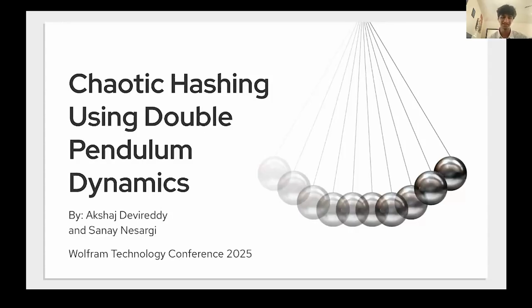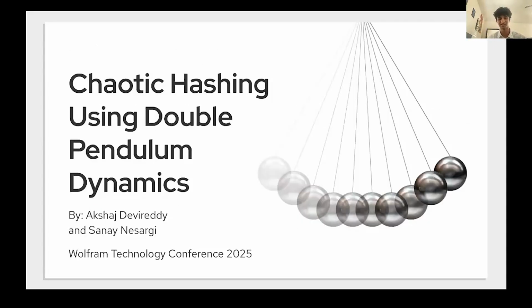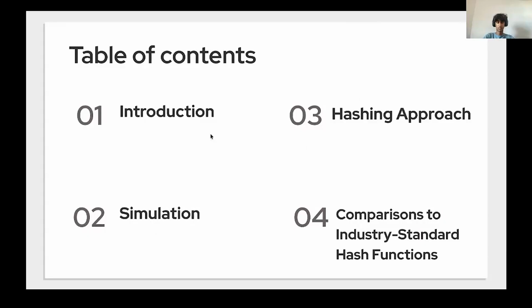So this was Altrajanar's project. It's on chaotic hashing using double pendulum dynamics. The key idea of this project was whether we could use a chaotic mechanism as an inherent source of randomness for a hashing algorithm, and that's what we explored with the project. Altrad and I are going to split this in half. I'll talk about how we got the simulation working and the physics behind that, and then Altrad is going to talk about how we took the results from that and converted it into a hash function.